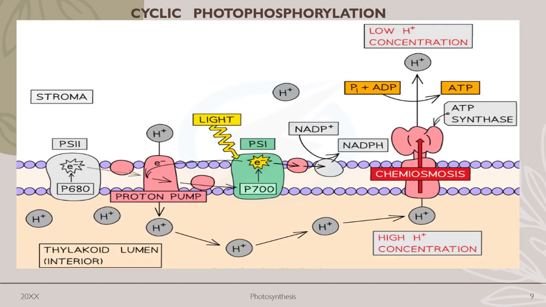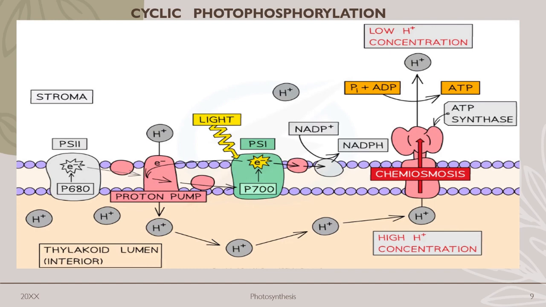This is photosystem one, the green one, and the gray one is photosystem two. So what is happening here? We're going to go in order. No need to be afraid of this diagram. It's a really simple diagram if you learn it in order. So it starts from photosystem one.